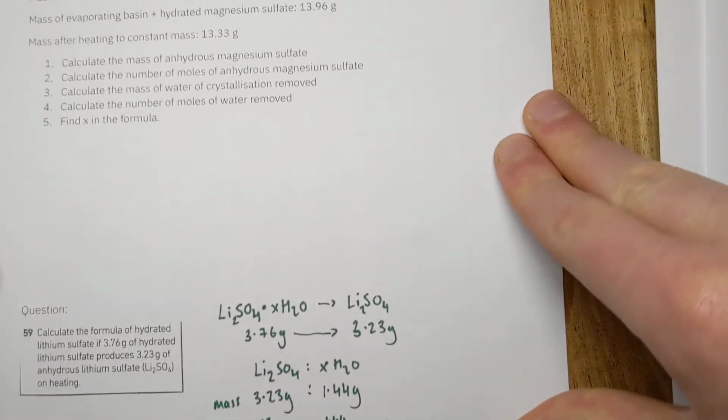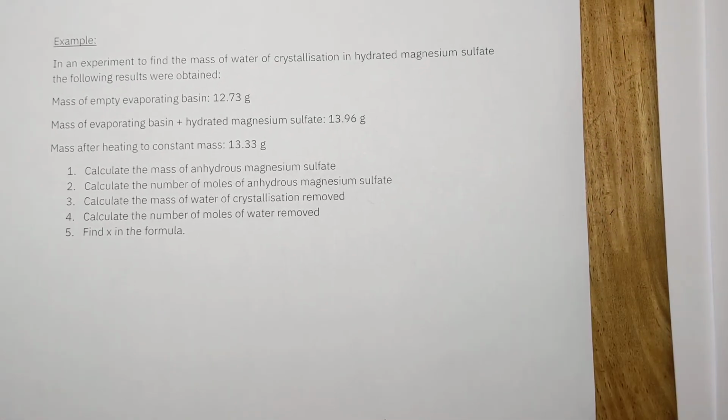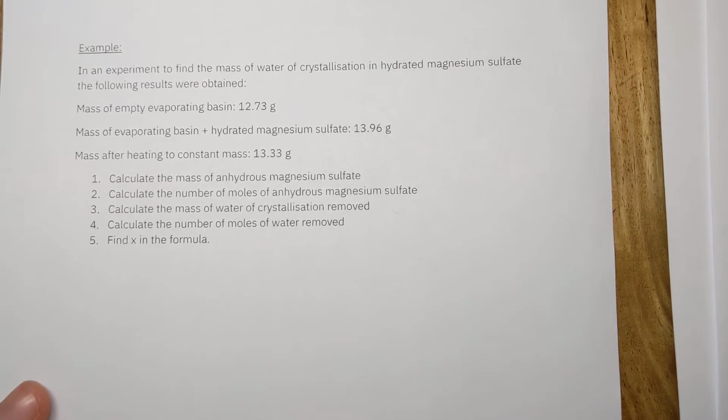Last type of calculation just on that would be this. Same kind of idea, except the values are a bit more buried within the question. So it's got a few steps here. I'm just going to ignore that and do it from scratch. So if we have a quick go at this now.